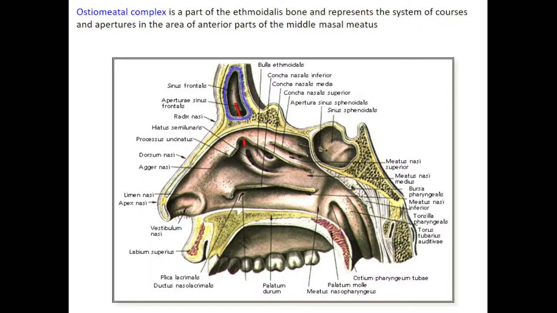This topic is not complete without understanding the term of osteomeatal complex. Osteomeatal complex is a part of the ethmoid bone and represents the system of courses and apertures in the area of the anterior part of the middle nasal meatus. If we look at this picture, the structure of the osteomeatal complex is presented here.